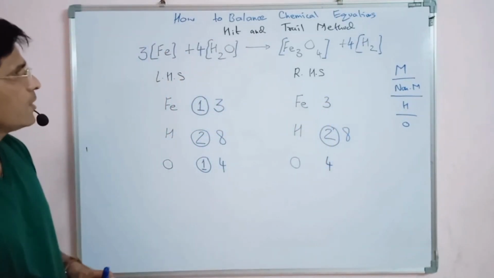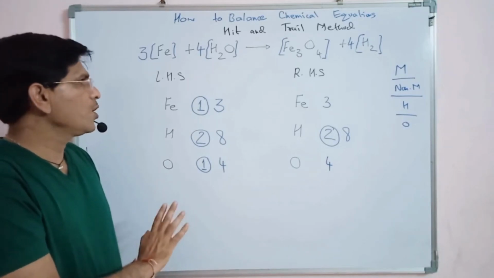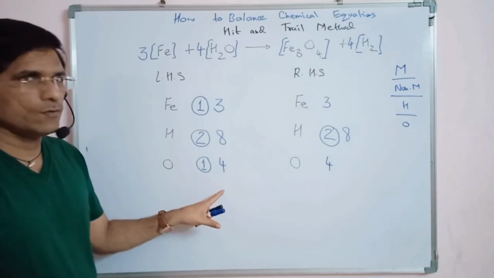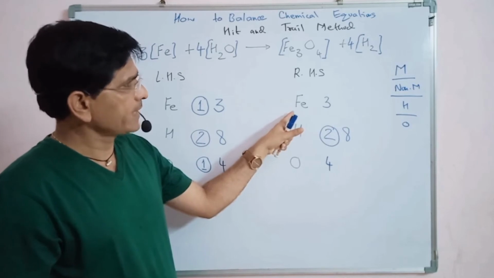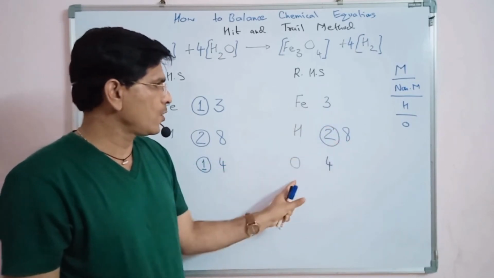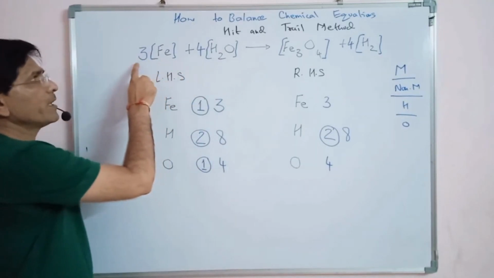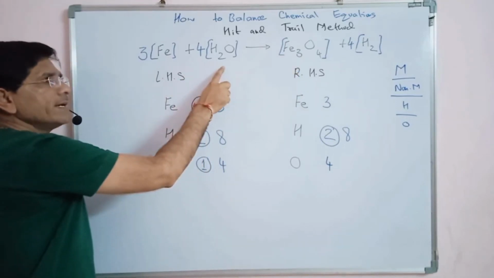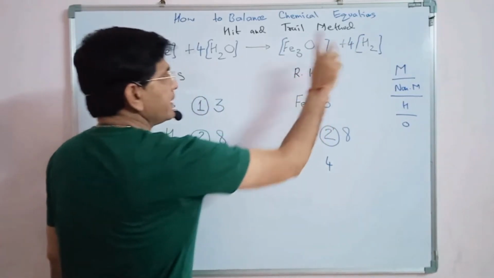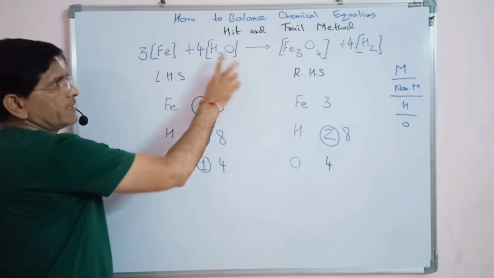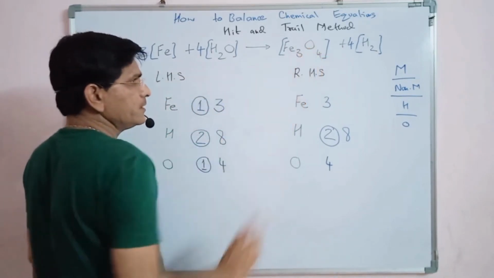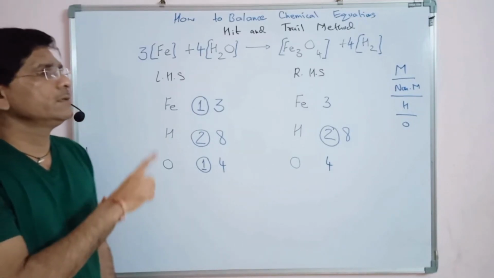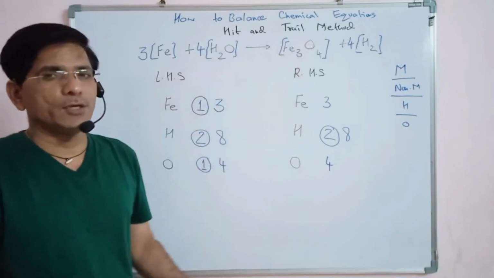So we will see now the reaction is balanced: iron 3, hydrogen 8, oxygen 4. We can also see from here: 3 times iron, Fe3, balanced; 4 times 2 is 8 hydrogen, and 8 hydrogen is there; 4 times 1 oxygen is 4, again oxygen is 4. So this is one example that we did by the hit and trial method.